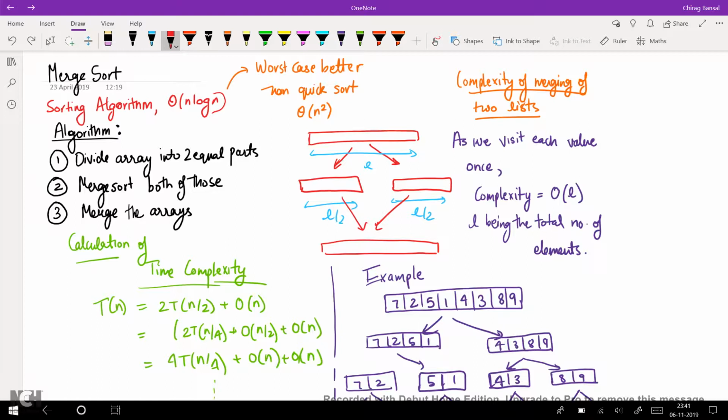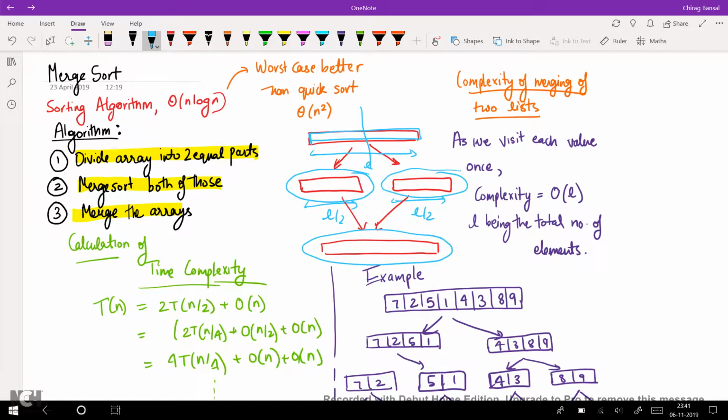whereas the worst case time complexity of quick sort is theta n square. So let's look at its algorithm. The algorithm says divide the array into two equal parts, merge sort both of these, and then merge the arrays again. Suppose we have this array, we divide it into two equal parts, we get two smaller arrays, we merge sort them. The result after merge sort is a sorted array. So we finally get these two as sorted and then we merge them again.